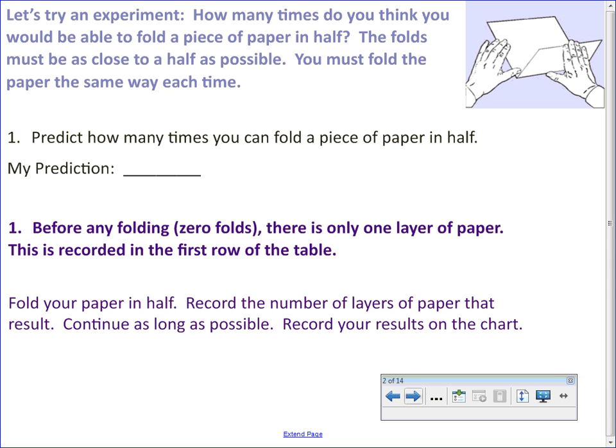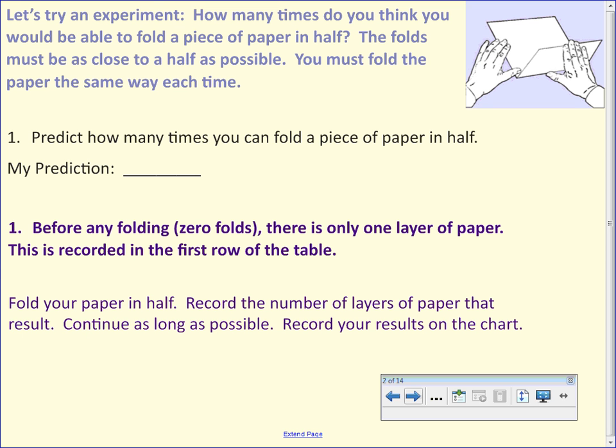All right, so we're going to try a little experiment. Everybody took from the outbox a sheet of paper, either pink or blue. So what I want you to do first, don't fold it, don't do anything. Write in your notes a prediction of how many folds you think you can make. Don't fold it yet. Write your prediction on your paper.